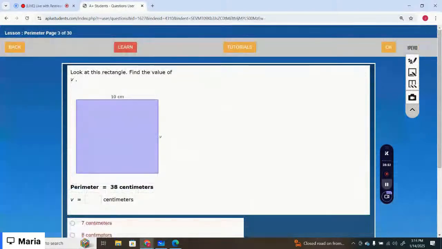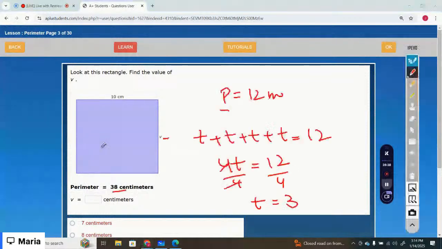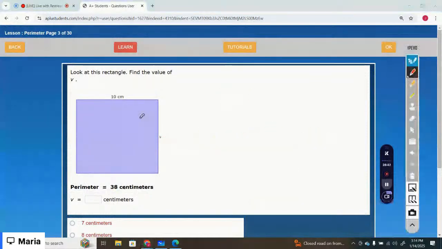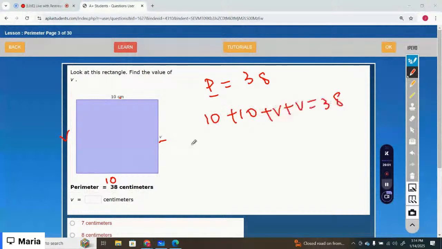Look at the rectangle. Find the value of V. So a rectangle has opposite sides equal in measurement, right? That is 10. That is 10. This is V. This is V, isn't it? P equals 38. The side lengths are 10 plus 10 plus V plus V equals 38. 20 plus 2V equals 38.